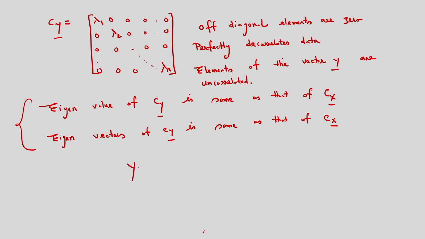So you can see that the KL transformation is y equals A times (x minus mu x). We consider this one. The original data are highly correlated, but after the transformation I am getting y, and the transform data are uncorrelated because I have the diagonal covariance matrix. Since off-diagonal elements are all zero, the transform data are totally uncorrelated. So this is the observation after the KL transformation.